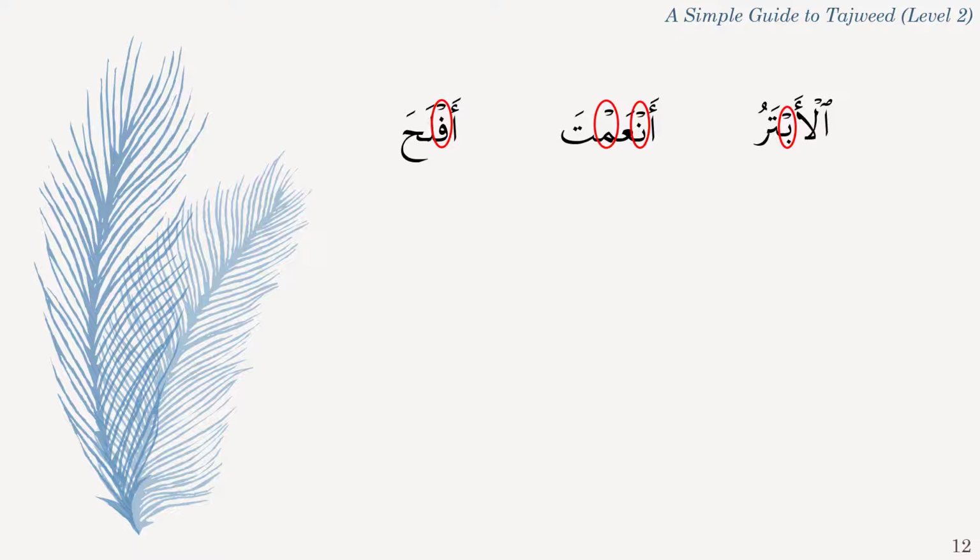In the first word, letter Ba took a very short time as it is from the letters of Shidda.